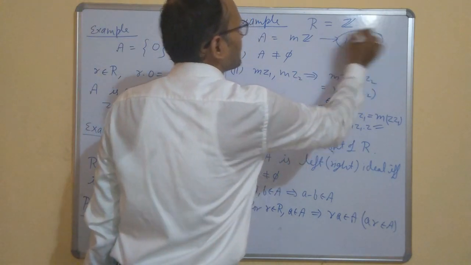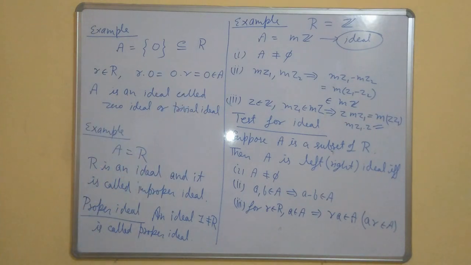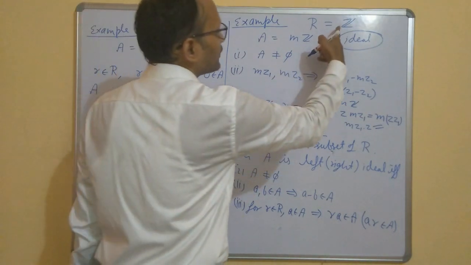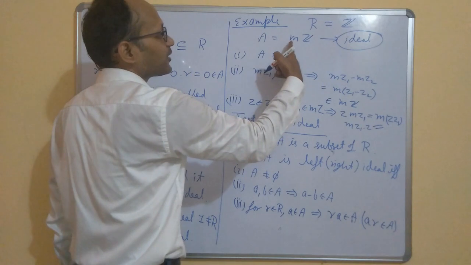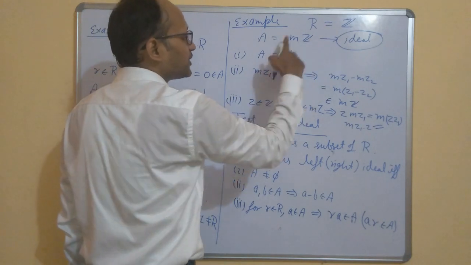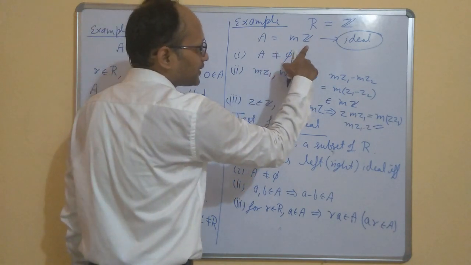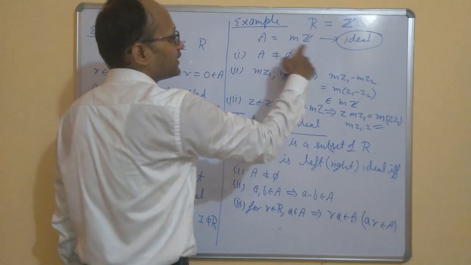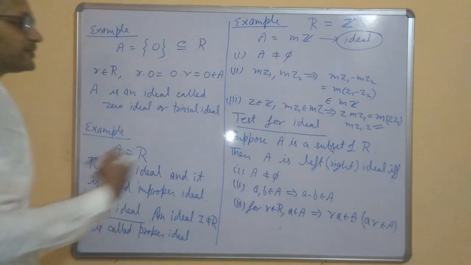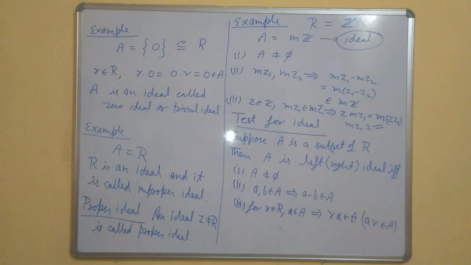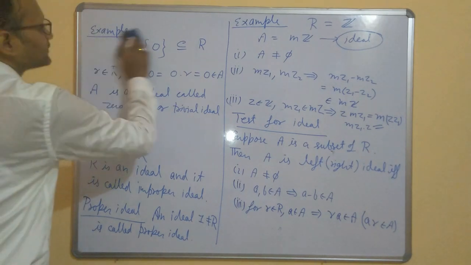So it means all the subrings, we know that all the subgroups of Z are of the form mZ, all the subrings of Z are of the form mZ, and now all of these subrings are actually ideals. So now come to another example.